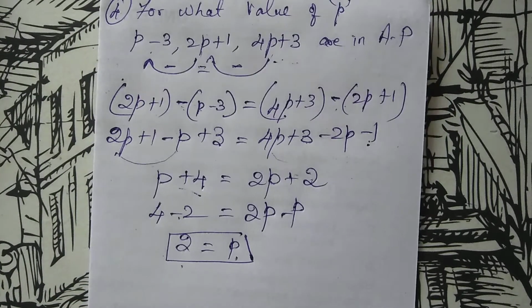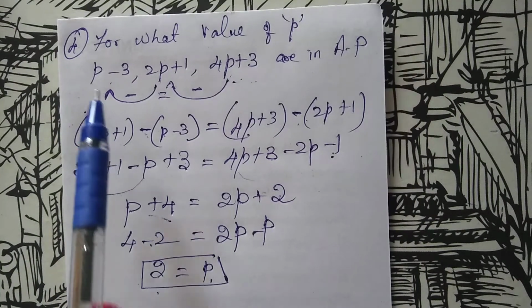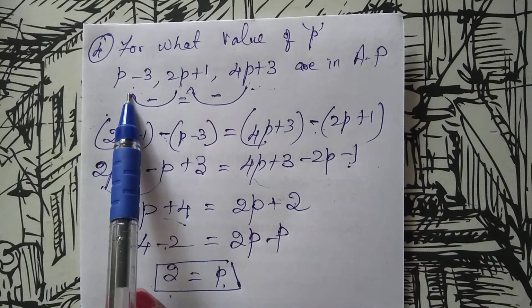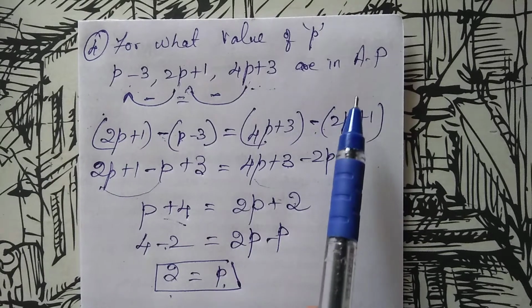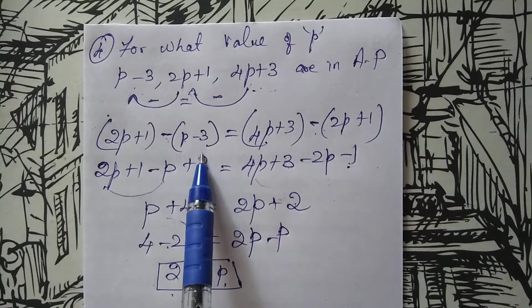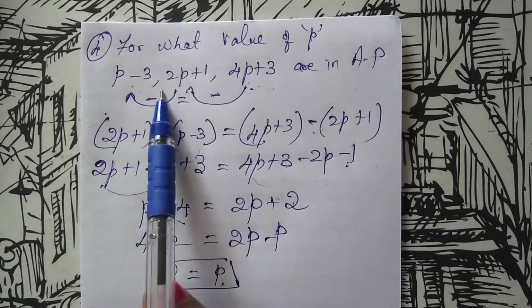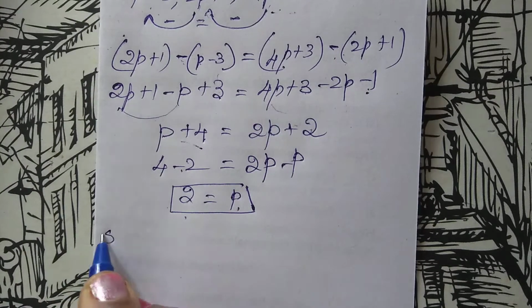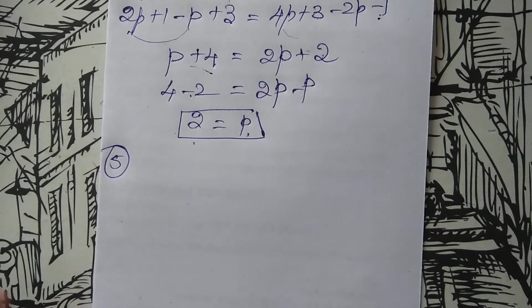Okay. So here they have given the terms with an unknown value. We have to find the unknown value if it is an AP. So if it is an AP, we know common difference is same. So we subtract the consecutive terms and we simplify with grouping the like terms together. Next.